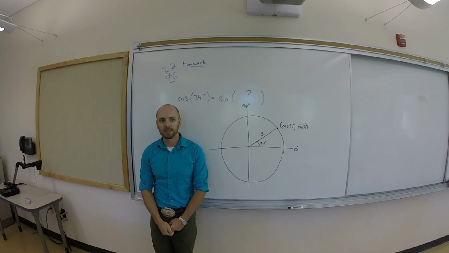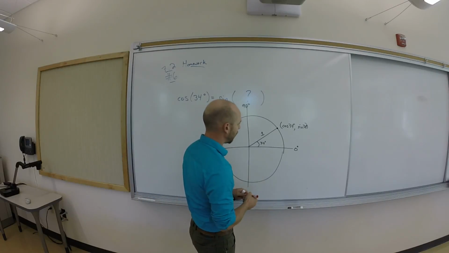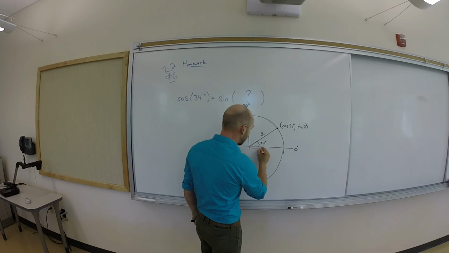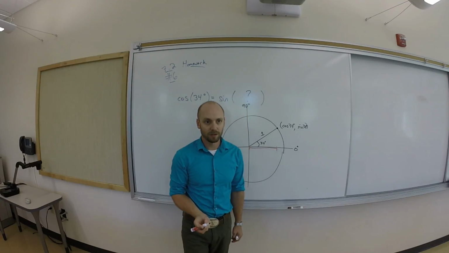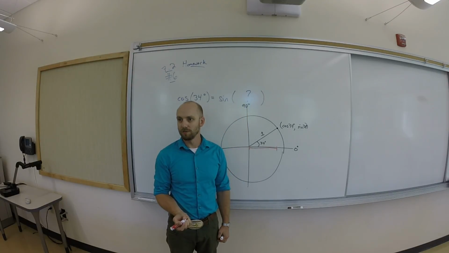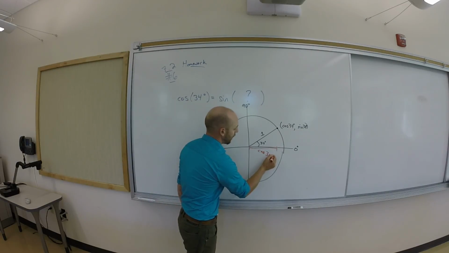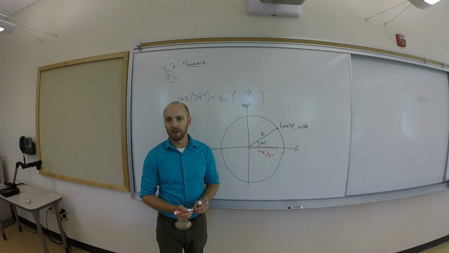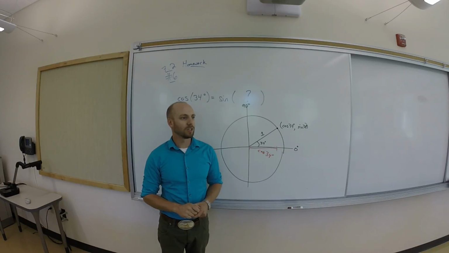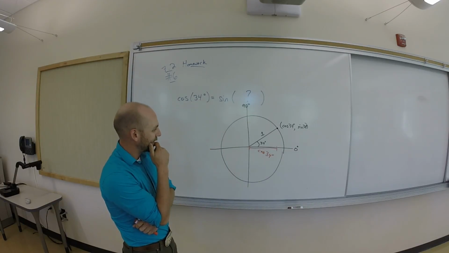Okay, so what did they ask me? The cosine of 34 degrees equals the sine of what? Okay, so here's my, this length is the kind of answer I'm talking about, right? That's the cosine of 34 degrees. You guys see that? And I'm supposed to make that into the sine of something, right? You guys see that?